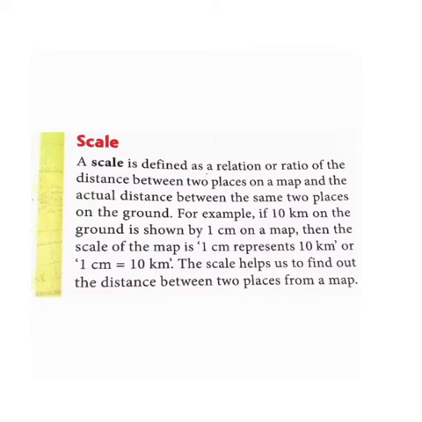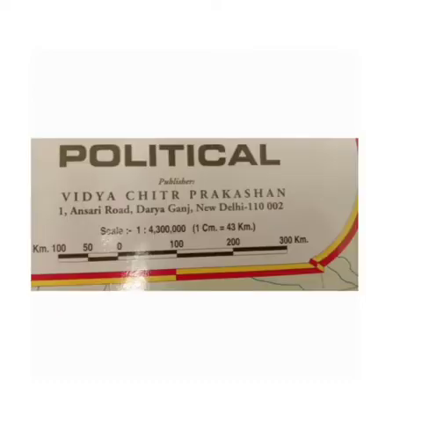For example, if 10 kilometers on the ground is shown by 1 centimeter on a map, then the scale of the map is 1 centimeter represents 10 kilometers, or 1 centimeter is equal to 10 kilometers. So the scale helps us to find out the distance between two places from a map. So it can be understood more clearly.